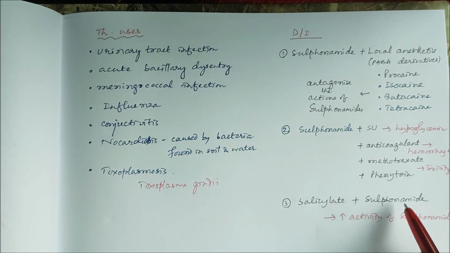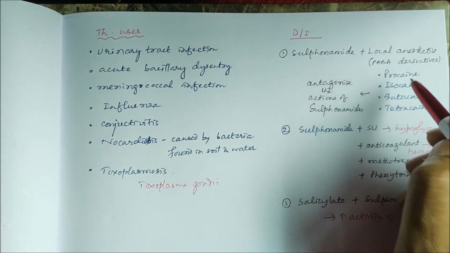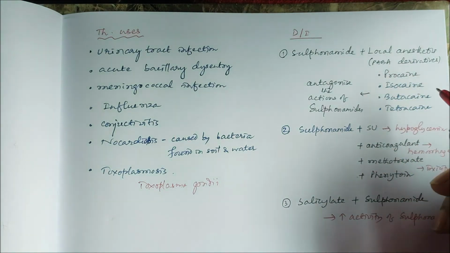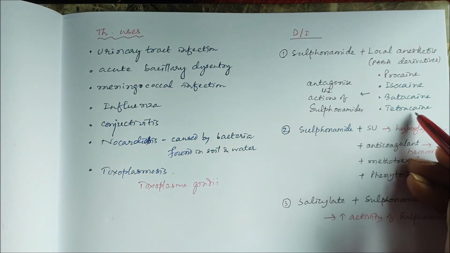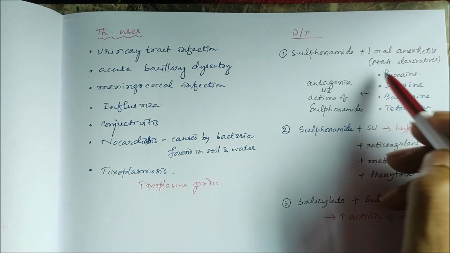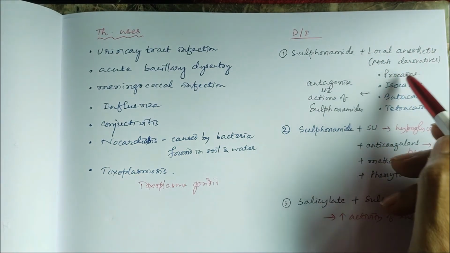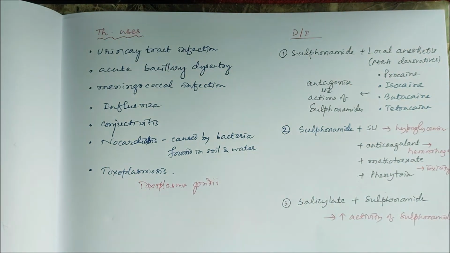Salicylates have more affinity than sulfonamides, so salicylates will displace sulfonamides from their protein binding site, and the sulfonamide action will increase in the presence of salicylates. And there are local anesthetics which are PABA derivatives like procaine, isocaine, butacaine, tetracaine. Because of the structural similarity with PABA, they can antagonize the actions of sulfonamides.